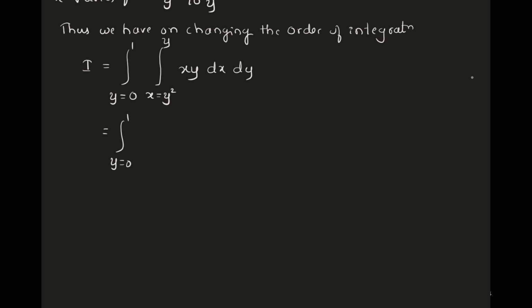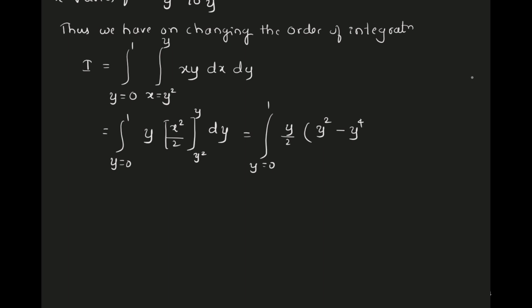Integration from y equal to 0 to 1. Now integrate with respect to x. So y acts as a constant, then x square by 2. Limits are y square to y into dy. Apply the limits, y equal to 0 to 1. Apply the limits. Then y by 2 is a constant. Then upper limit minus lower limit. When you apply the upper limit, it is y square minus the lower limit y raised to 4 into dy.